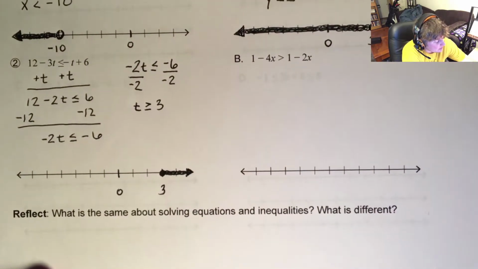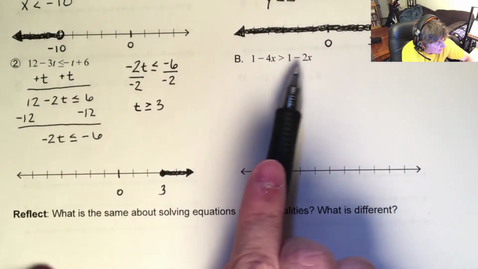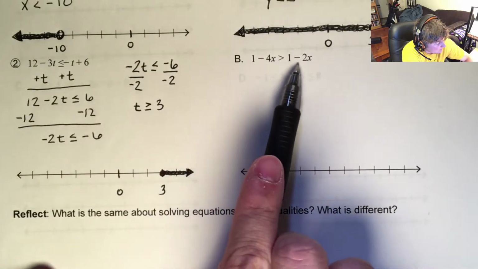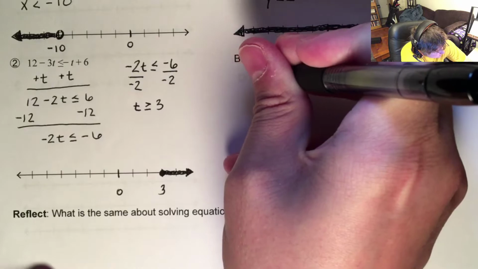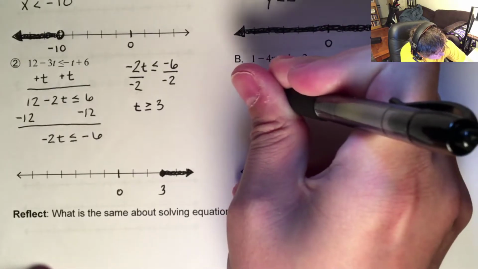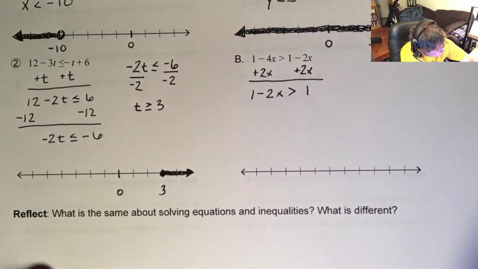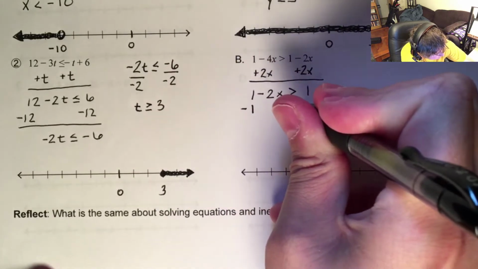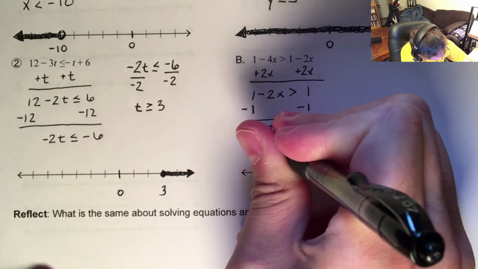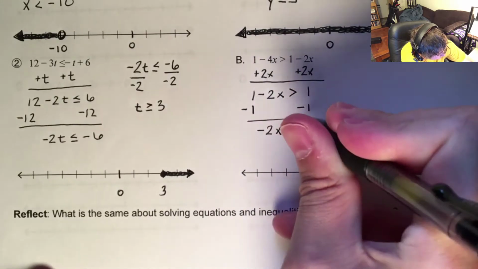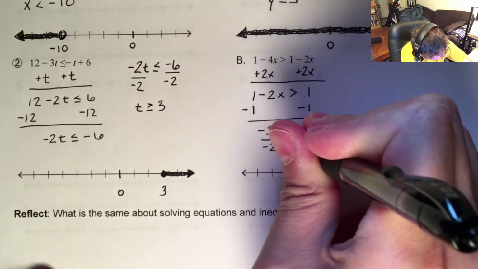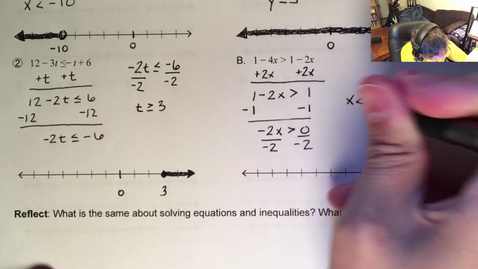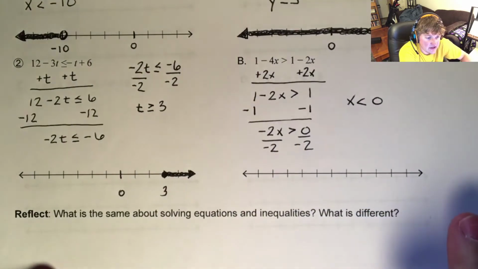So I'm assuming you've already tried this and you're just here to see how you did. Okay, so I have 1 minus 4x is greater than 1 minus 2x. So I'm just going to add 2x because I want to get all of my variables condensed into one side. And so now I have 1 minus 2x is greater than 1. Okay, and then at this point I'm just going to subtract 1 to get negative 2x is greater than 1 minus 1, which is 0. Okay, and then I need to divide by negative 2 to get x is less than 0. I still need to flip that sign because I divided by a negative.